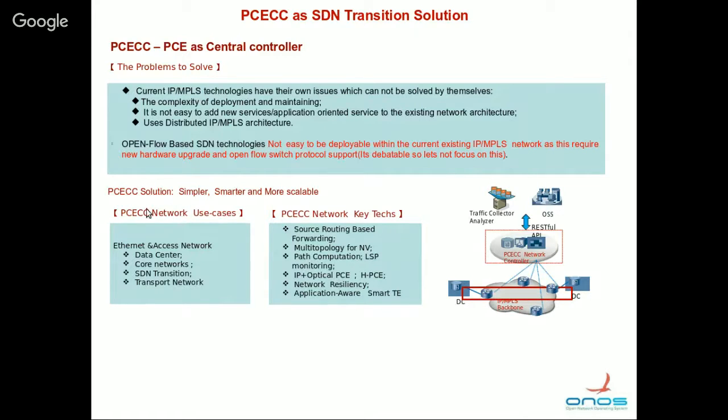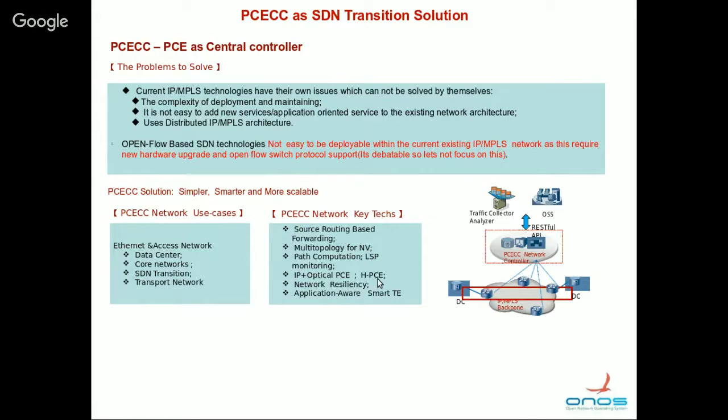Okay. And if you see the PCCC network use cases, yes, it can be used in data center and core networks, and we discussed the SDN transition and the transport network. The key features of PCCC: it can support source-based routing, or SR as we say, and multi-topology for network virtualization, where different services can be viewed as different topologies. It also has path computation and LSP monitoring, and we can also support IP plus optical using PCCC.